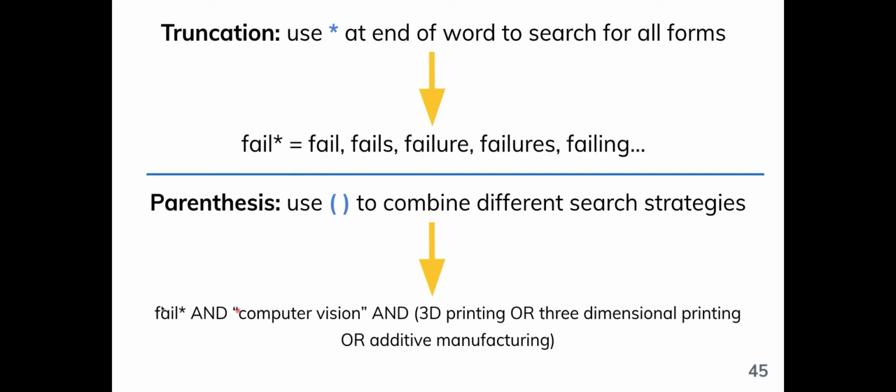So you can see at the bottom, I put together my 3 different concepts in a pretty advanced search strategy. So I'm using fail with the truncation, the AND Boolean operator, computer vision as a phrase with the quotation marks, the AND Boolean operator, and then within the parentheses are my synonyms for the concept of 3D printing. So 3D printing or 3-dimensional printing or additive manufacturing. So that's how you can get fancy and kind of combine those together.